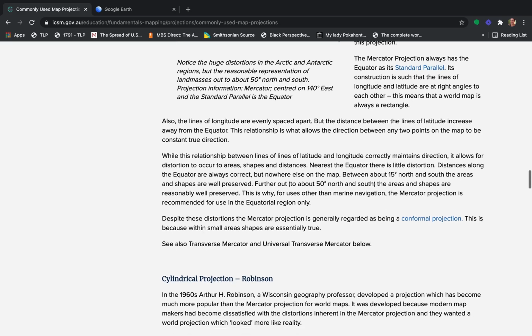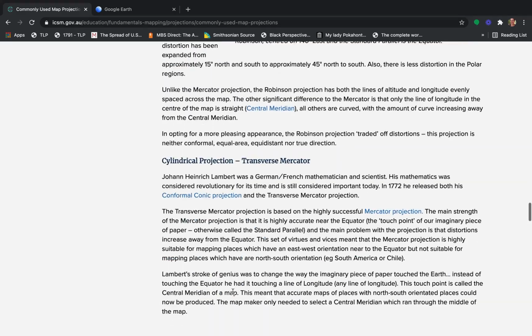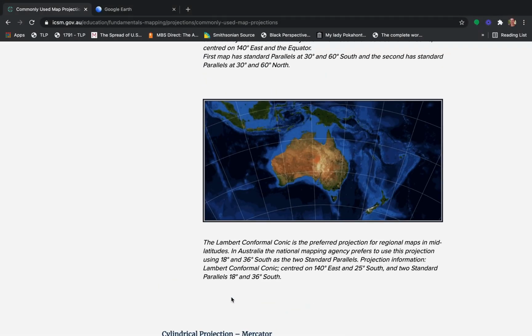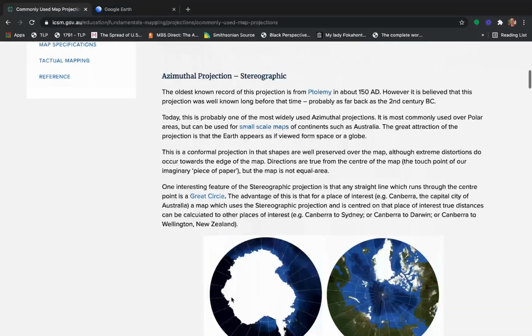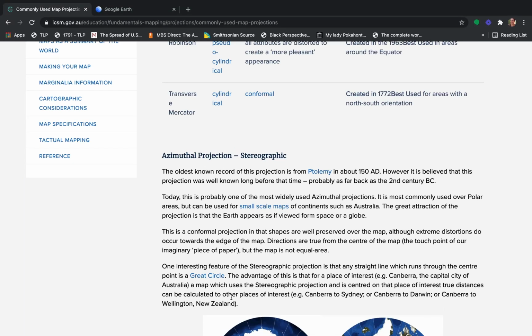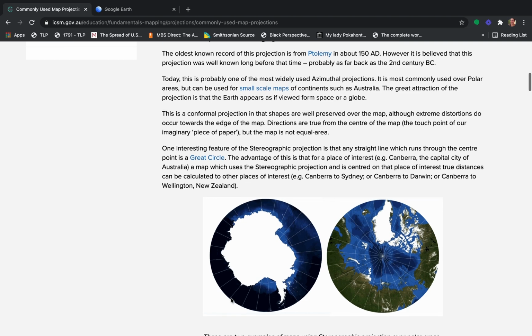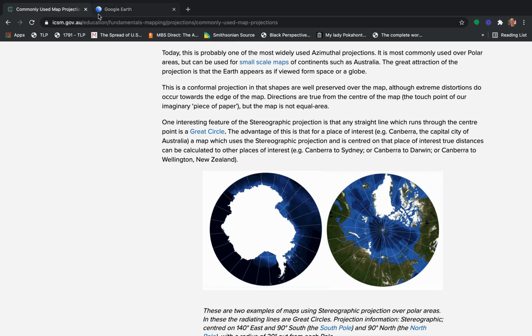We don't really need to know the other stuff, but it's just basically the three types: cylindrical, conical, and azimuthal. Sorry, I have a hard time. Azimuthal. So look it over, think about it, and tell me which one you think would be the best one.